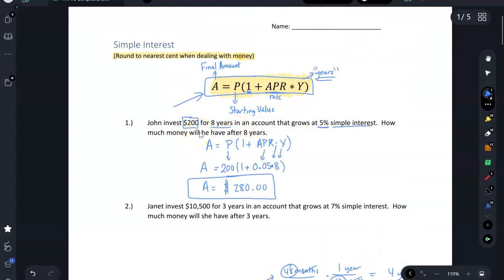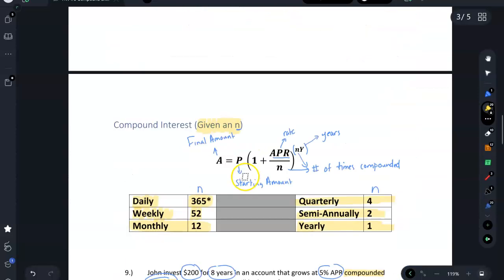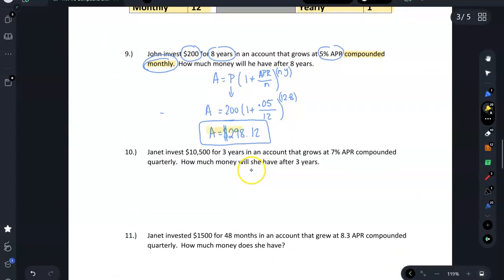If we look at the very first one that we did, this was $200 for 8 years at 5% interest, and he only earned $280. So remember that value, $280 for the first one. The one we just did was $298. So the more times something is compounded a year, the more money you're going to make off of that investment.